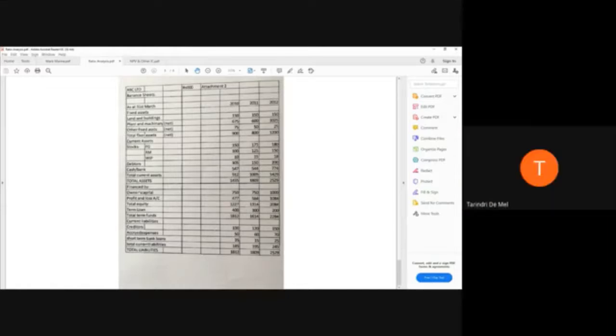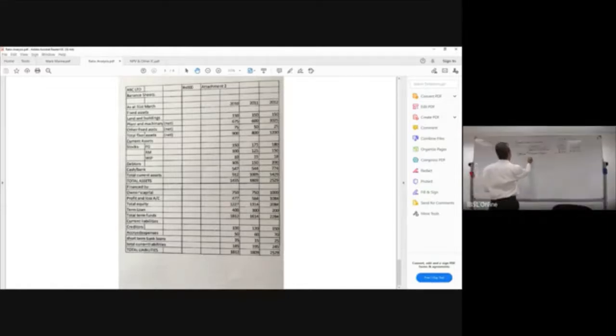What is stock turnover ratio? Cost of goods sold, in short form, divided by average stocks. So shall we calculate? For that we need both from the balance sheet. So we are in the balance sheet. Cost of goods sold.